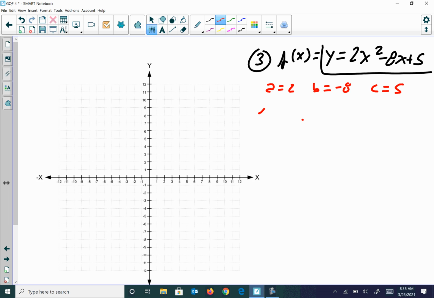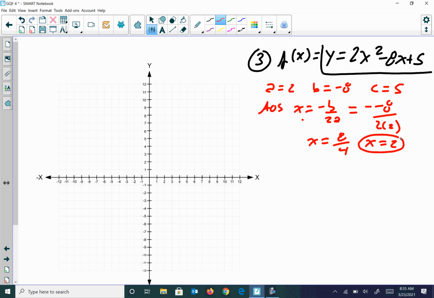All right, so axis of symmetry, AOS, x equals negative b over 2a, which you just said was negative 8, right? Over 2 times 2. What's negative negative 8? Positive 8. 8 over 4 is what? 2. So x equals 2. There's my axis of symmetry. Agree? Everyone fine with that?